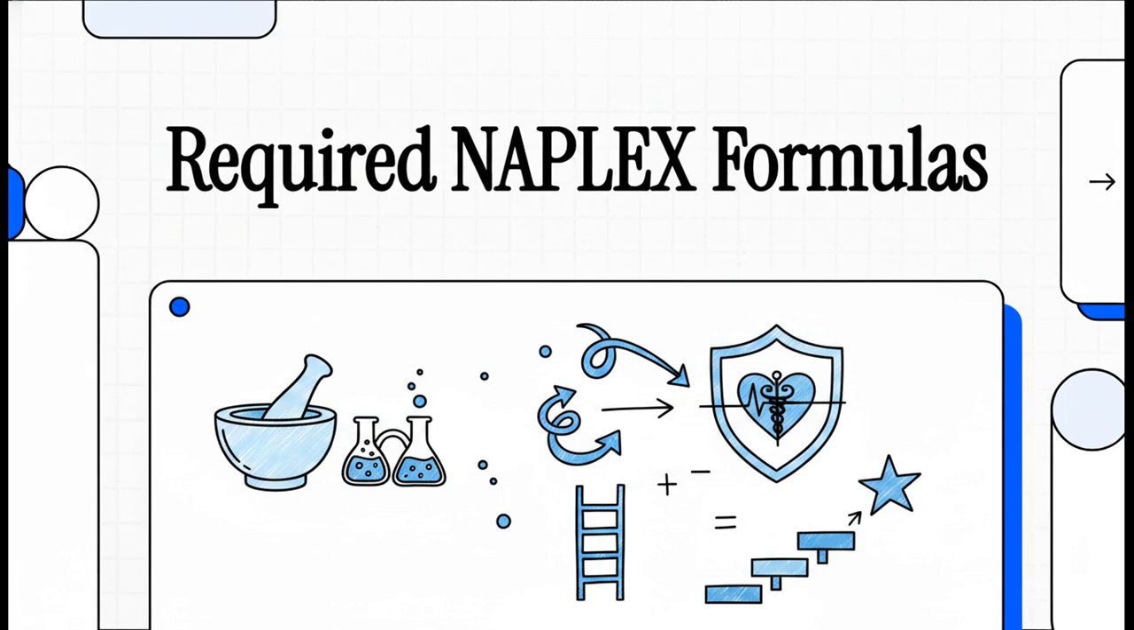Look, exam prep can feel absolutely overwhelming sometimes, right? But remember, every single formula you master is just another step toward ensuring patient safety and ultimately achieving your goal.